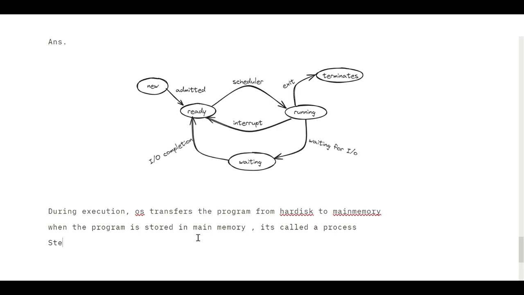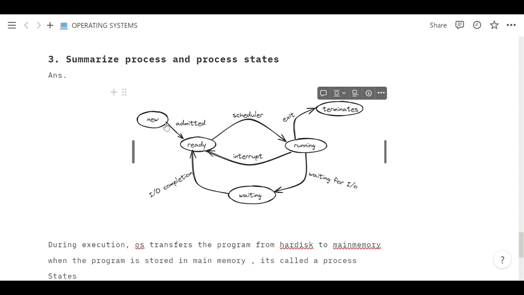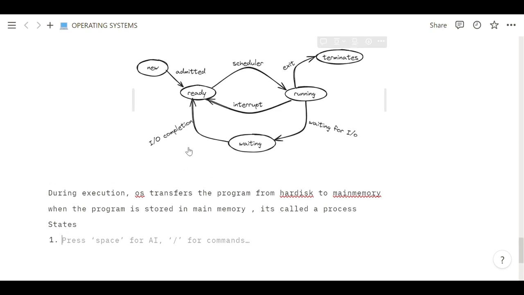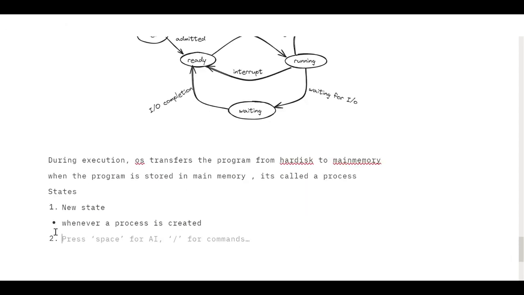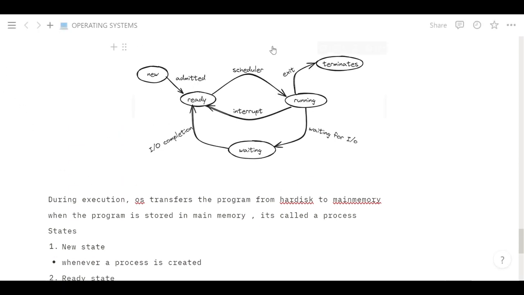Coming to the states, let's jump into the states. First, you can find the new state here. Whenever the process is created, that is called new. The next one is the ready state. What does this state mean? It basically tells that this process is ready for execution and it is waiting for the CPU to execute it. This ready state contains a list of processes which are waiting for the CPU. So let us write that down.